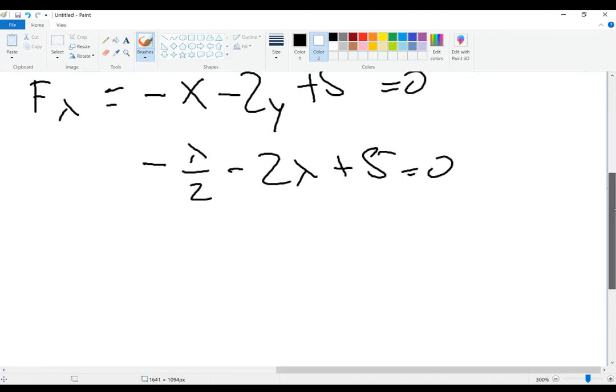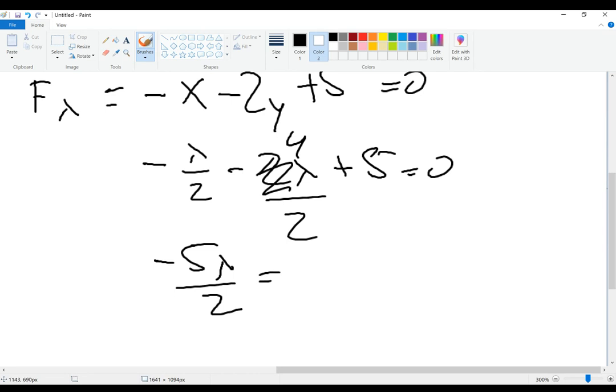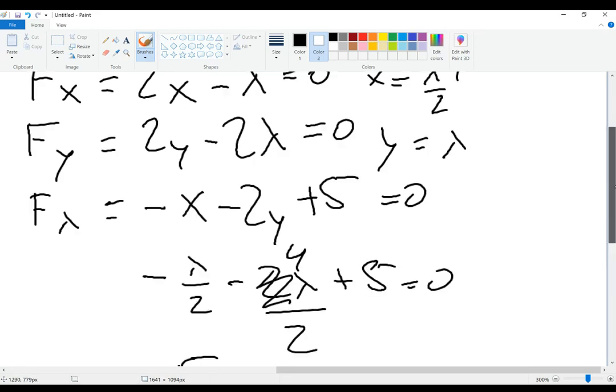So now if we solve for lambda, let's make this over 2, make this a 4. So negative lambda minus 4 lambda over 2 is negative 5 lambda over 2. And let's subtract that 5 over. And then if we multiply both sides by 2 over negative 5, this will cancel, and then this will become a 2. So we're going to get lambda equals 2.